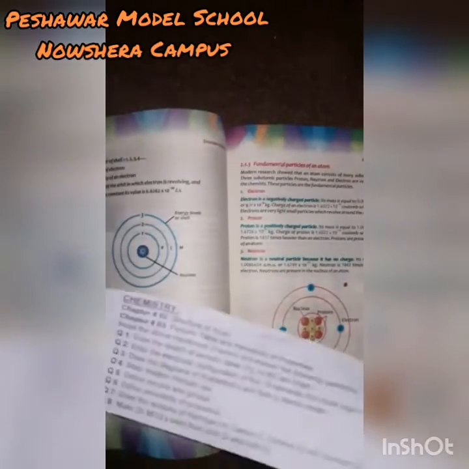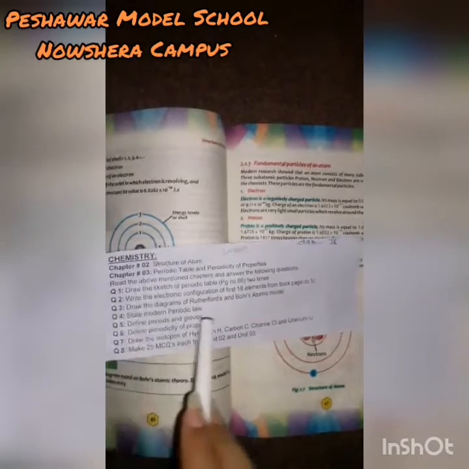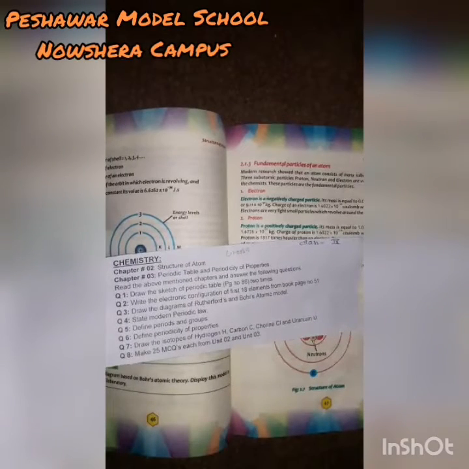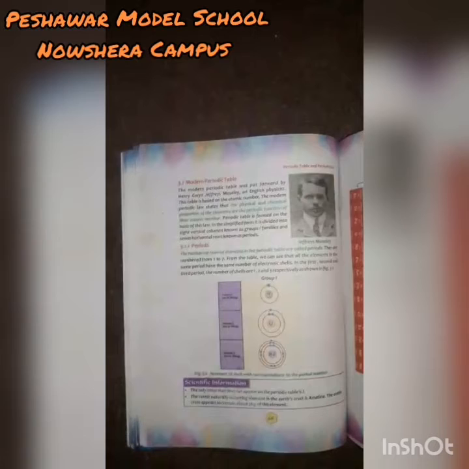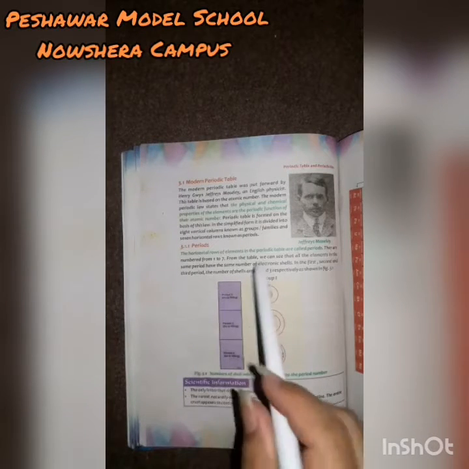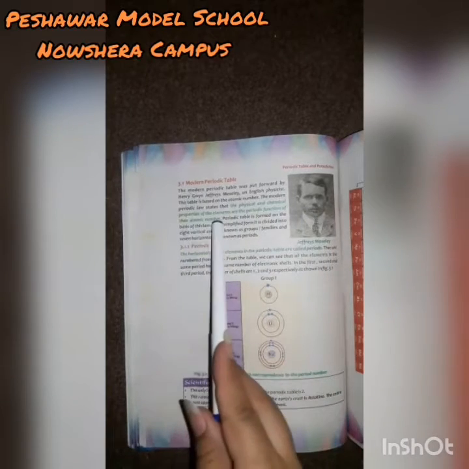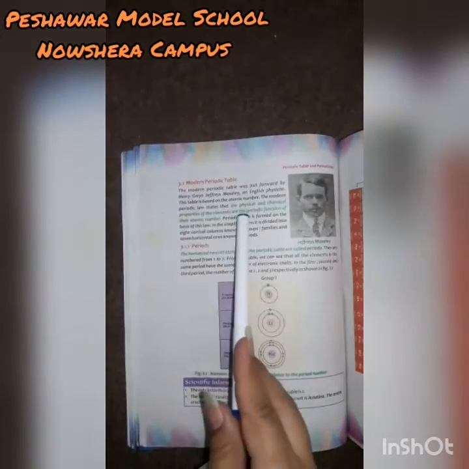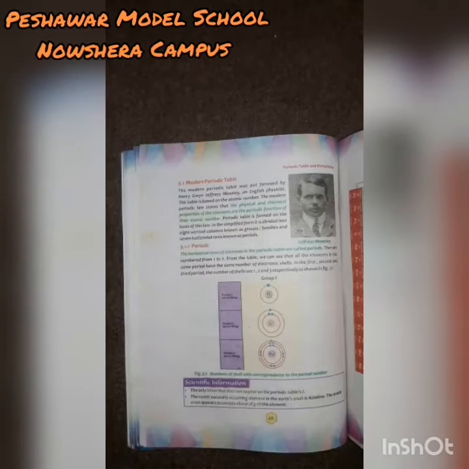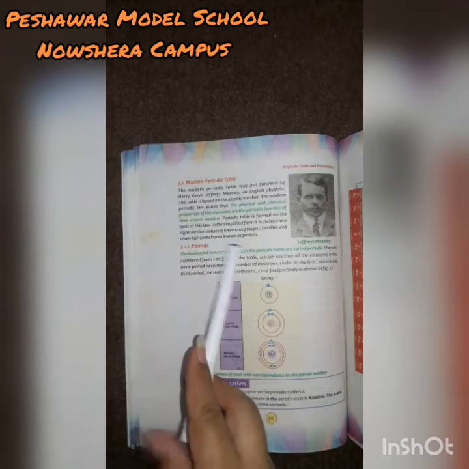Now look at question number 4. State modern periodic law. In question number 4, you have to state the modern periodic law. It is present on page number 66. The physical and chemical properties of elements are the periodic function of their atomic number. It means that the physical and chemical properties of an element are repeated after a regular interval when the elements are arranged according to the increasing order of their atomic number.